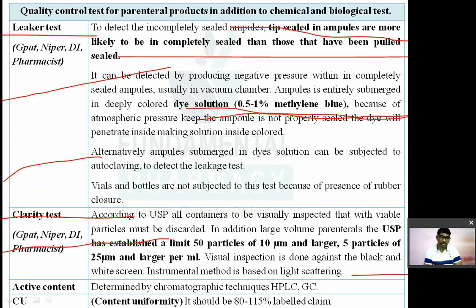Again, active content. The active content or assay of the drug is determined or calculated by HPLC or GC. Then content uniformity: it should be around 85 to 115% of label claim, not less than 85%, not more than 115%. Content uniformity.